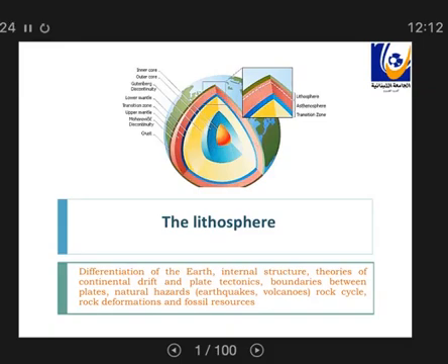Okay, welcome back. Today we're going to start the second chapter, which is about the lithosphere. Now, in this chapter, we'll talk about the differentiation of Earth. As for the other planets, each planet underwent differentiation after the formation of the solar system, of course.